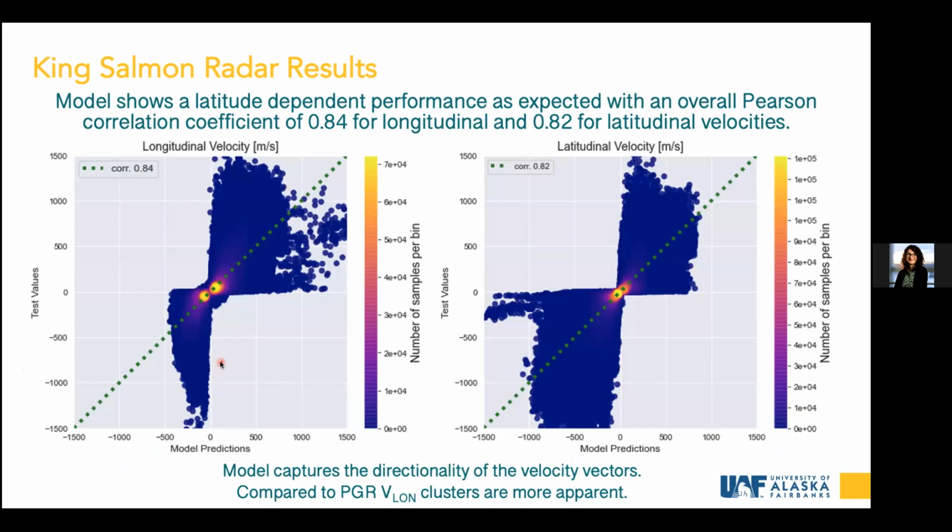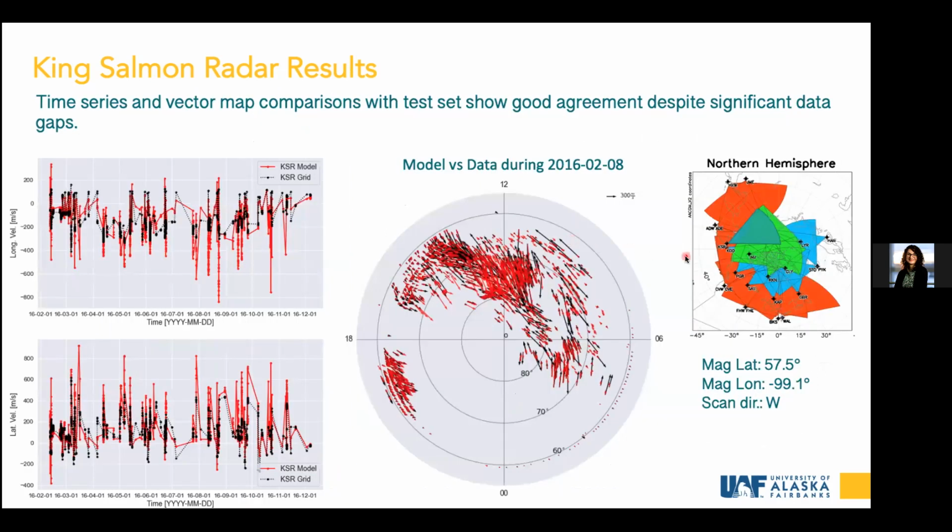Again, we can see the distribution in different quadrants. We use a very similar model setup for this King Salmon radar as well, but this one has, from the beams, almost 20 times fewer data points than the Prince George radar. I'll go to the next slide so you can see where the King Salmon radar is. You can see the PGR was here and King Salmon radar is here. They are separated in magnetic longitude by around 2 hours magnetic local time, and the King Salmon radar is also around 2 degrees lower in latitude.